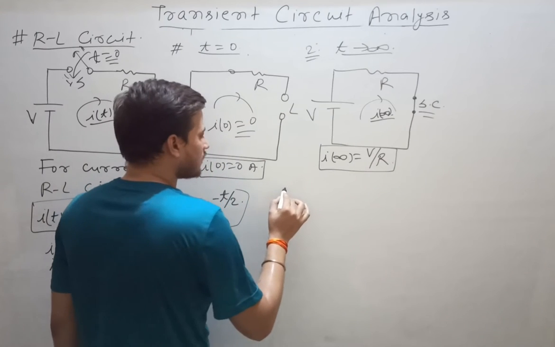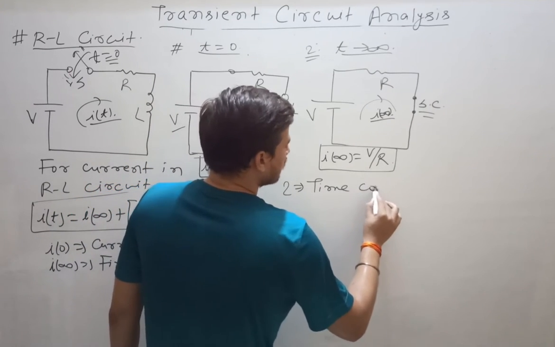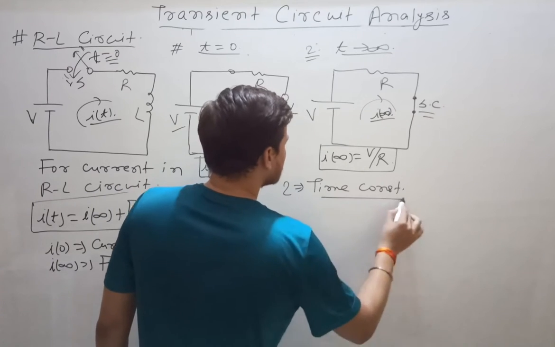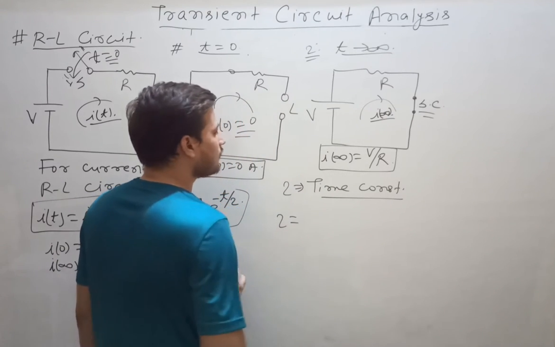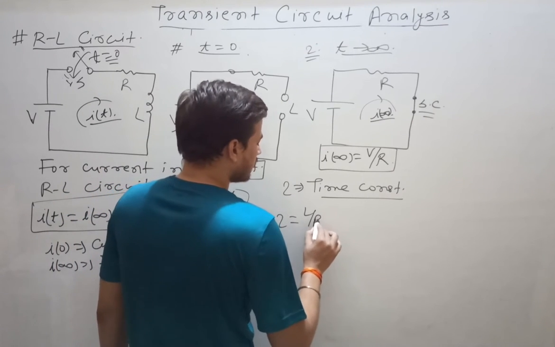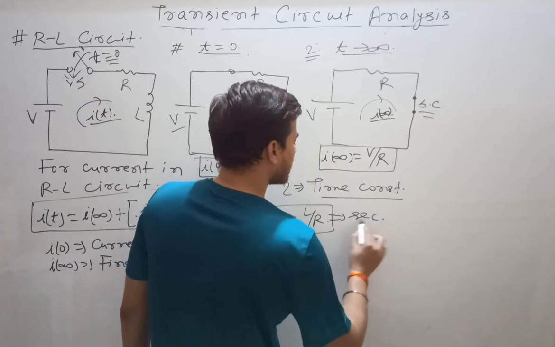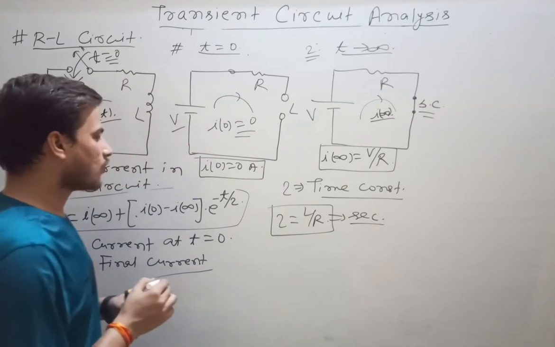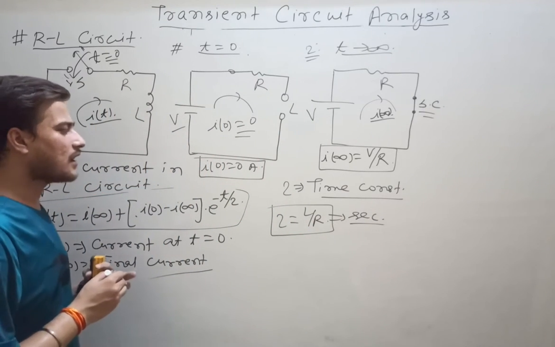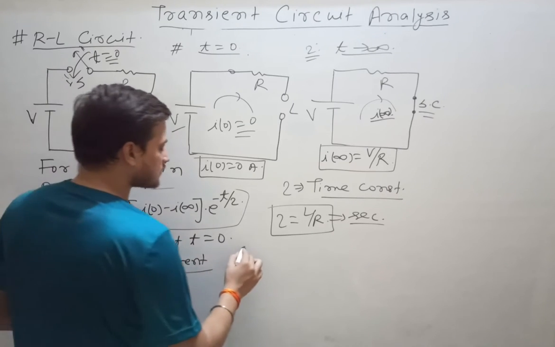Next, what is tau? Tau is nothing but time constant. The formula for time constant in RL circuits is tau equal to L by R, and its unit is second. So let us write the expression for i(t).